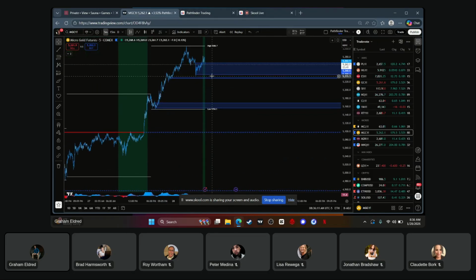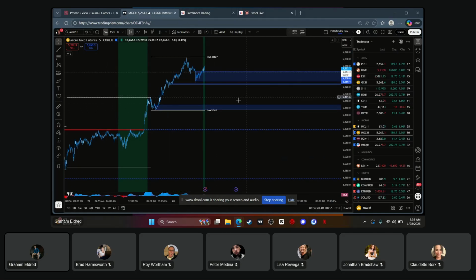If the market broke these lows, I would anticipate a pullback to where? The order block down here near the low. And then what would we look for? We'd look for a bounce from the order block, right?